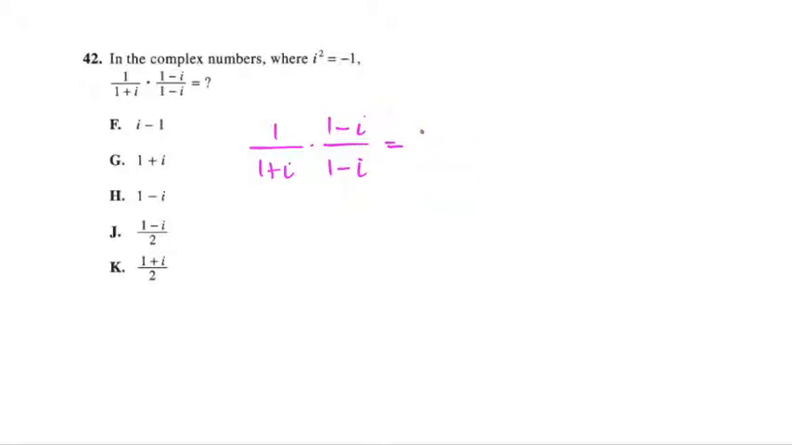Instead, what they're asking you to do is multiply across. So this will be 1 times 1 minus i. This will be 1 plus i times 1 minus i. The 1 times 1 minus i means 1 minus i is going to be in the numerator. That means it's not going to be that one, it's not going to be that one, it's not going to be that one. It's either going to be 1 minus i over 1, which gives you H, or 1 minus i over 2, which gives you J.